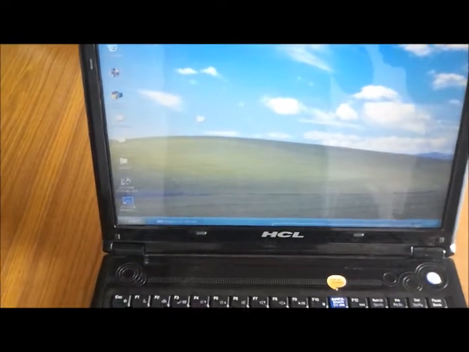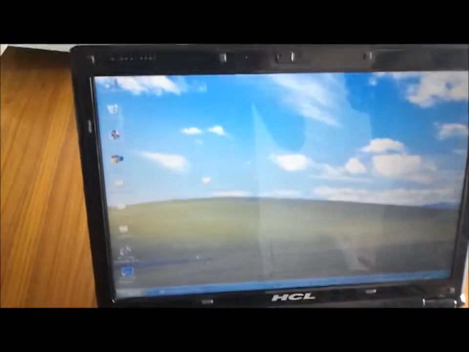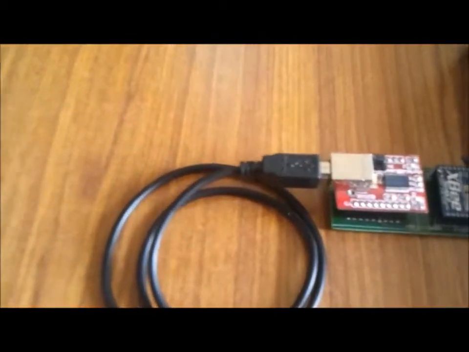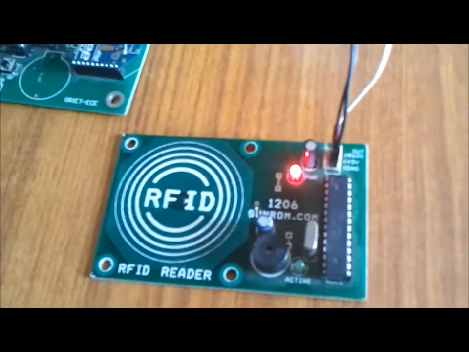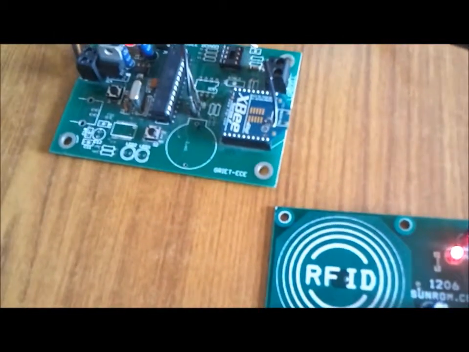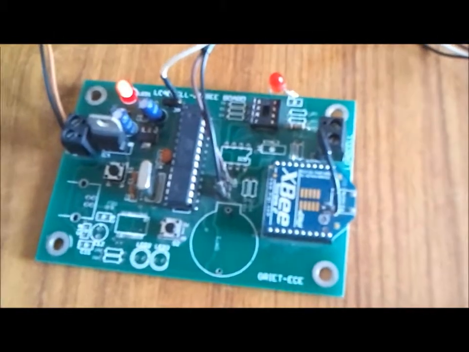This is a project about smart toll collection system using RFID and Zigbee. In short, it is a system of collecting toll without stopping the vehicle, thus avoiding the queuing.